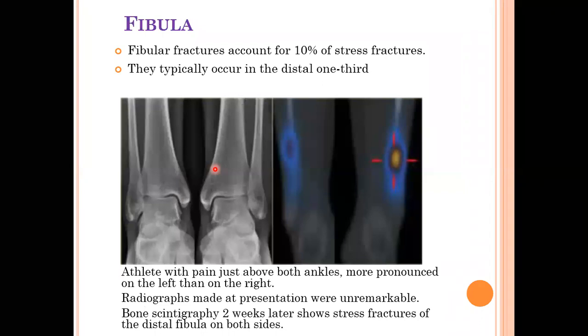Fibula. Fibular stress fractures account for 10% of stress fractures. They typically occur in the distal third. This is the case of an athlete with pain just above both ankles, more pronounced on the left than on the right. The radiograph made at presentation was unremarkable, while scintigraphy 2 weeks later showed a stress fracture of the distal tibia on both sides.